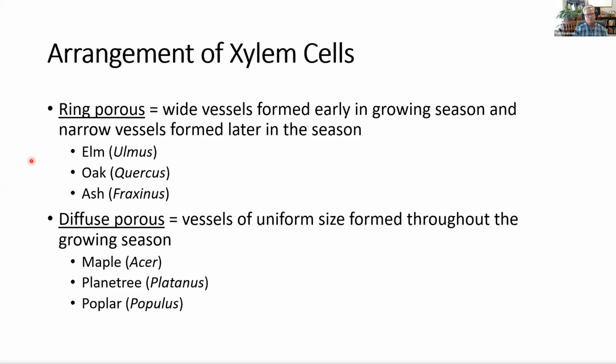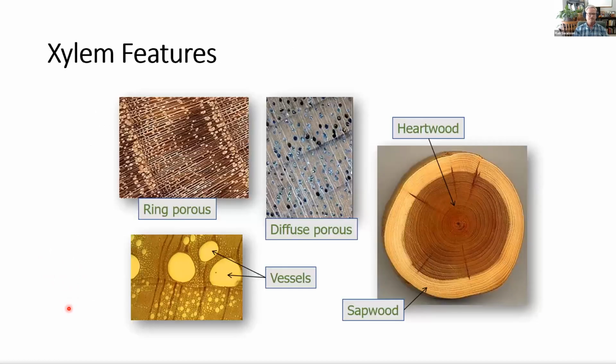What types of trees are ring porous? Well, oaks are going to be the most common, elm, ash. Diffuse porous, these form uniform sized vessels throughout the growing season. So there's not really a big difference between the beginning of the growing season and the end of the growing season within the growth increment. And why do you think that might be? Well, maybe they have rain or soil moisture available the majority of the growing season, such as in a swamp. So notice that these trees that do well in swamps, maples, plane trees, and poplars, are diffuse porous trees. That doesn't always hold true, but that is primarily what happens.